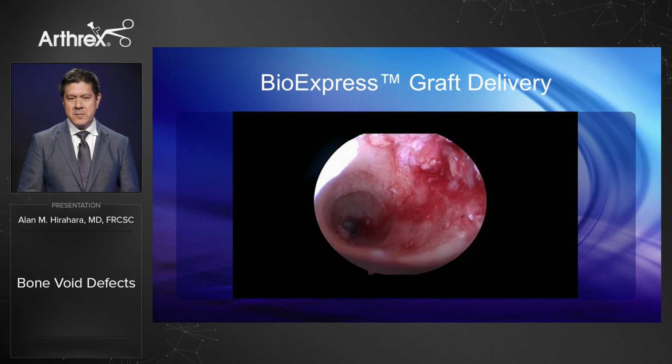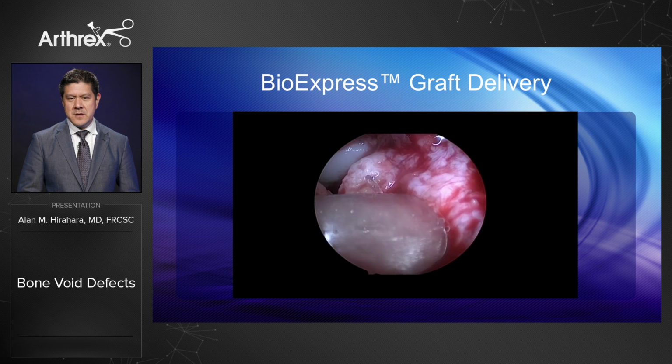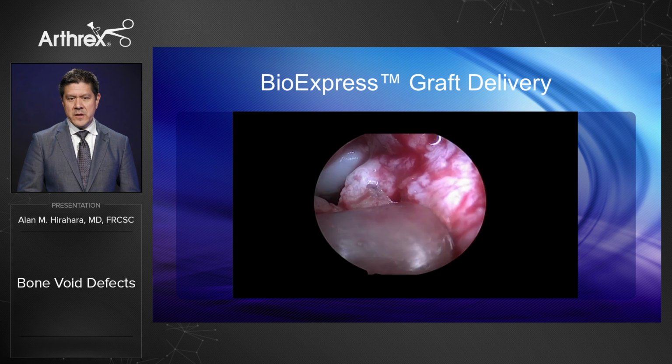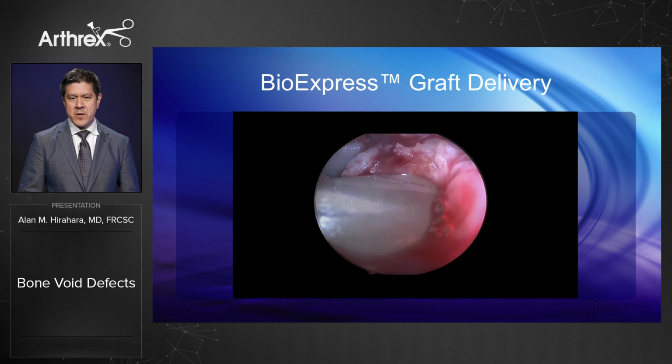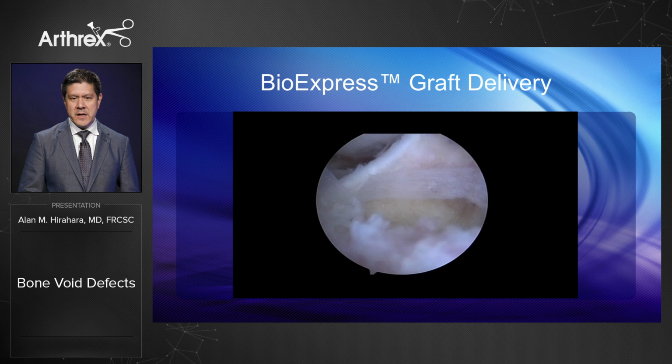That was the femoral tunnel, and this is the tibial tunnel. Now using an angled inserter, we can then get the hole fully covered and insert that graft and pressurize it into that tunnel and into that bone defect void.